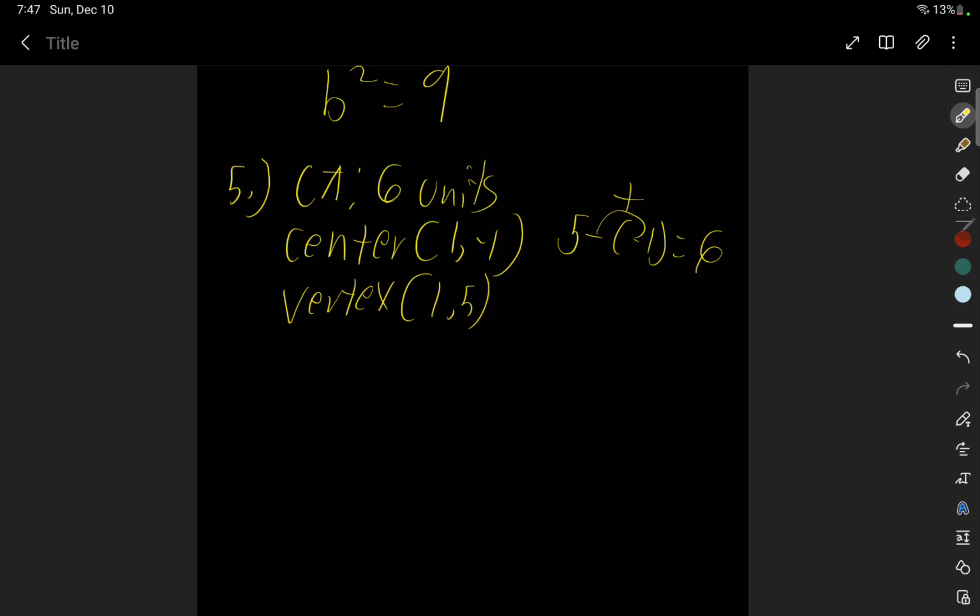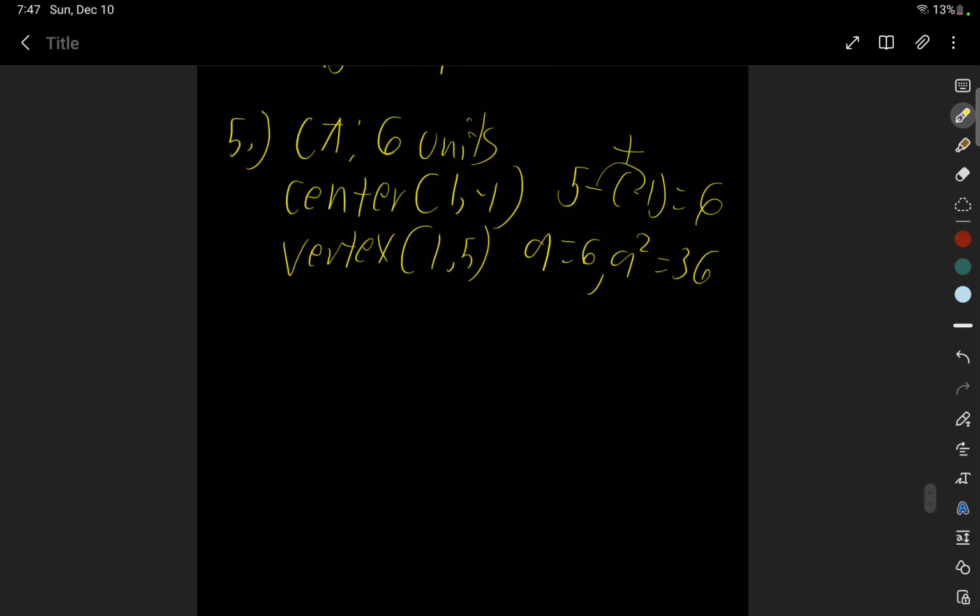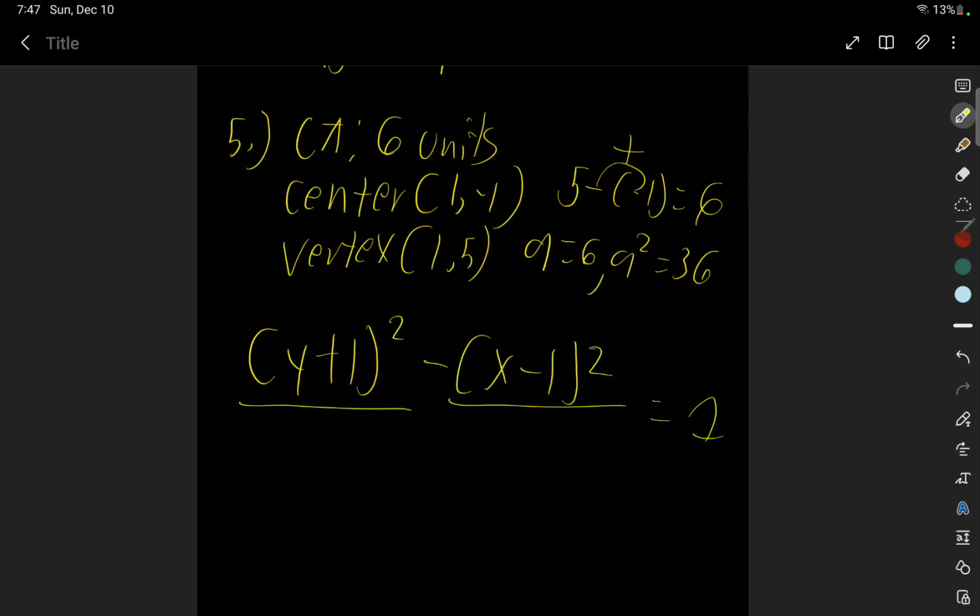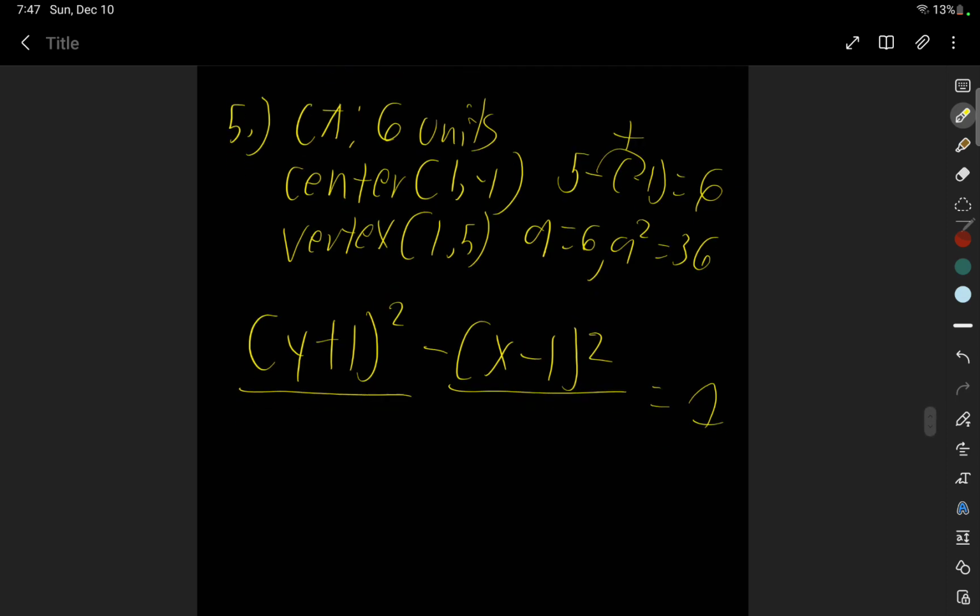Since yung 6 natin is yung distance from the center to the vertex, ang A natin is 6. Then A squared, 36. Dali lang. Meron ka nang center, may vertex ka na, may A squared ka pa. Okay, so lagay natin. Since gumalaw sa y, y, change the sign rule, plus 1 squared, minus x, minus 1 squared, over, equal to 1. Since A squared is 36, lagay mo sa 36.